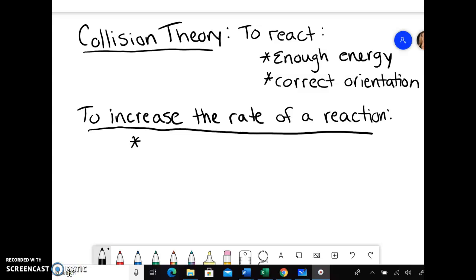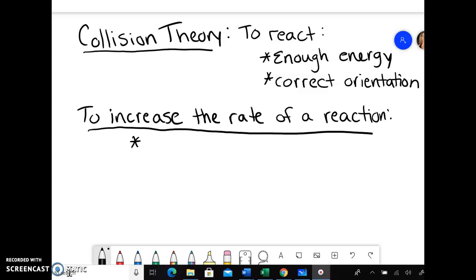Today's lesson is going to be about kinetics, which is the speed at which reactions happen. And this is something that we care about in the real world because we want things to happen quickly. So a lot of times scientists will study reactions to see if there are ways that they can make them occur faster. So first we need to talk about collision theory.